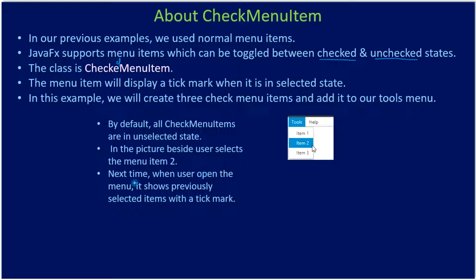Next time when the user opens the menu, means when they click these tools or hover the mouse over the tools, it shows the previously selected item with a tick mark. Here if you see, we will have a tick mark here if it got previously selected. So it will be like this. So here you can see the tick mark.